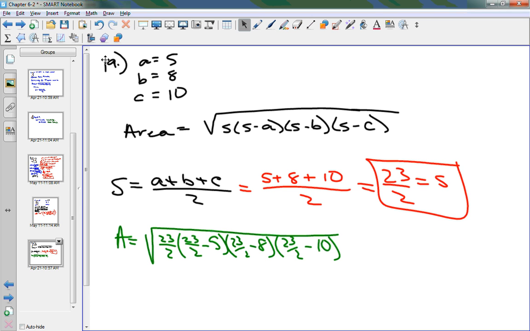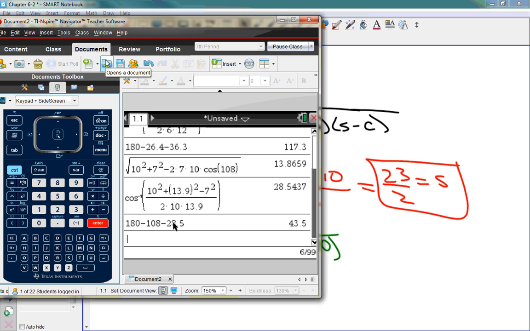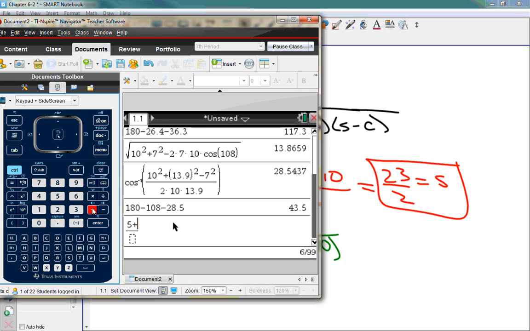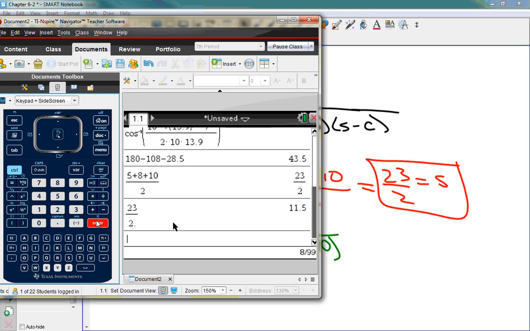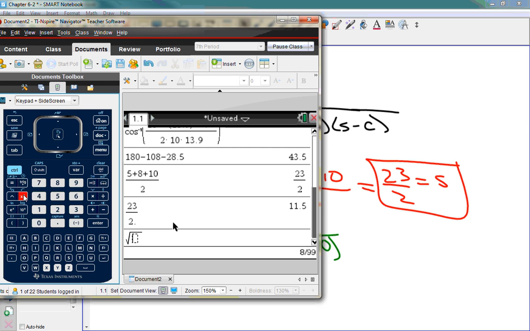I can convert it into a decimal. The easiest way for you to do this is to get that answer: 23 divided by 2, hit the decimal. Gives you the 11.5. Then square root of 11.5, parentheses, 11.5 minus 5, parentheses, 11.5 minus 8, parentheses, 11.5 minus 10.